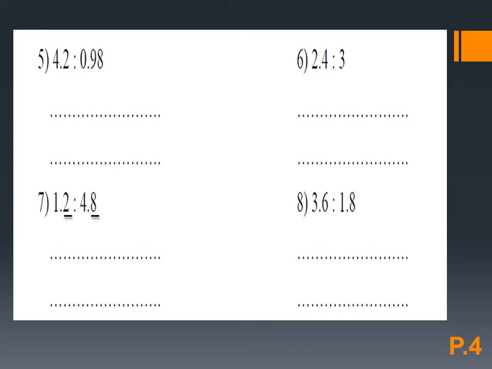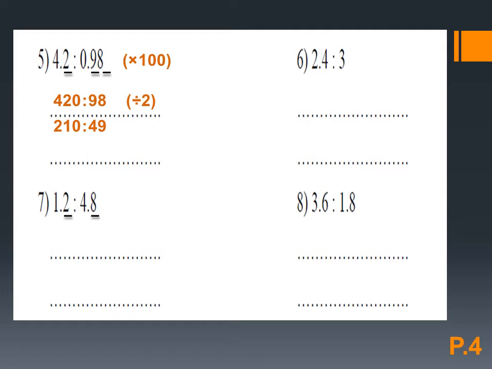4.2 to 0.98. The first term has one decimal place and the second term has two decimal places. That means multiply both of them by 100 according to the number which has more decimal places. 4.2 times 100 equals 420, and 0.98 times 100 equals 98. Even and even, we divide by 2 or 4 or 6 or 8. 420 divided by 2 equals 210. 98 divided by 2 equals 49.